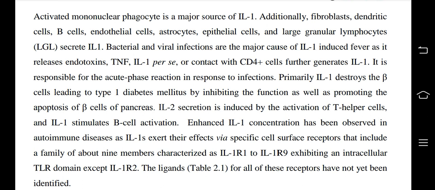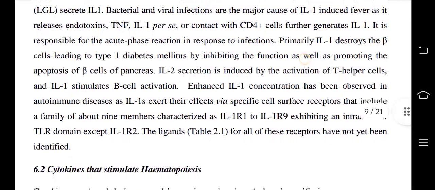Primarily, IL-1 destroys the beta cells leading to type 1 diabetes mellitus by inhibiting the function as well as promoting the apoptosis of B cells of pancreas. IL-2 secretion is induced by the activation of T helper cells, and IL-1 stimulates B cell activation. Enhanced IL-1 concentration has been observed in autoimmune diseases. IL-1 exerts its effects via specific cell surface receptors that include a family of about 9 members characterized as IL-1R1 to IL-1R9, exhibiting an intracellular TLR domain except IL-1R2. The ligands for all of these receptors have not yet been identified.